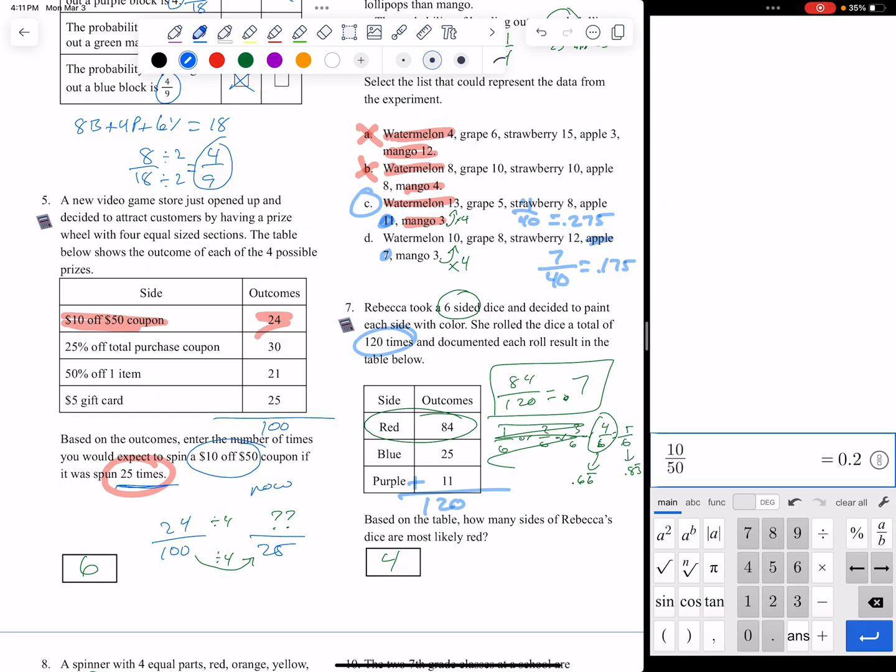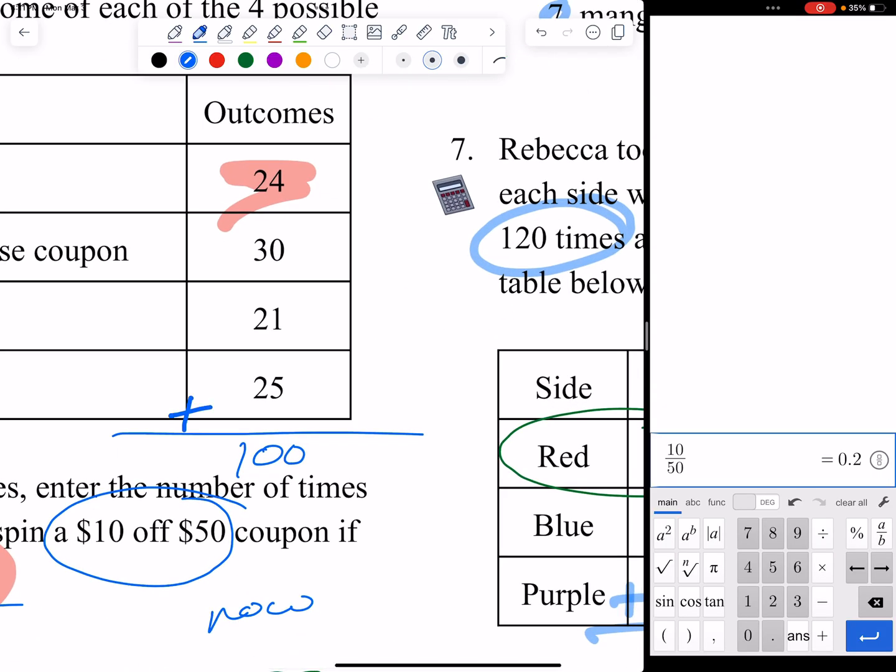A lot of tables for statistics and probability, guys. So you got to make sure you know what to do with them. And like I said, most of the time, it's out of a total, right? It's what you got over a total. A lot of this stuff today.